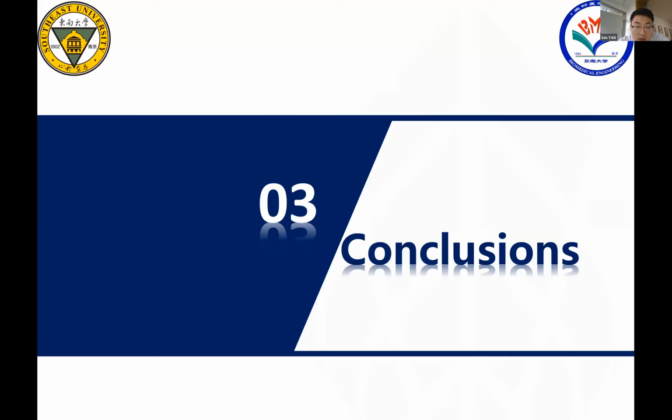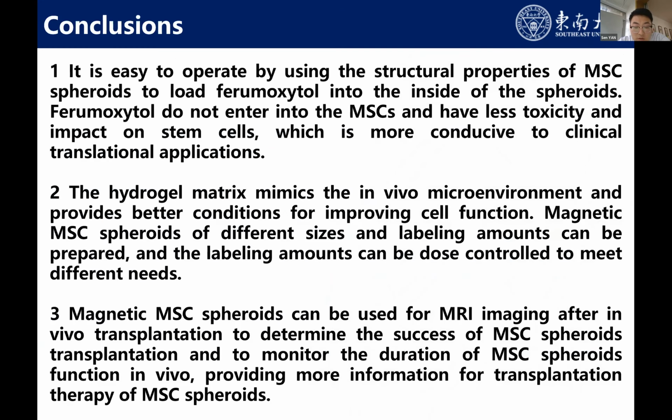Above all, I introduced my work on extracellular magnetic labeling of spheroids. This method is easy to operate, using the properties of MSC spheroids to label ferumoxytol into the inside of the spheroids. Ferumoxytol does not enter into the MSC and has less toxicity and impact on stem cells. This is more conducive to clinical translational applications.